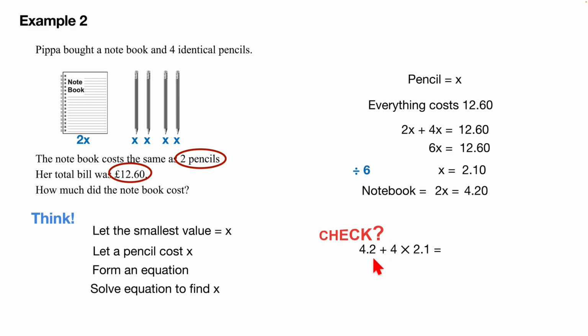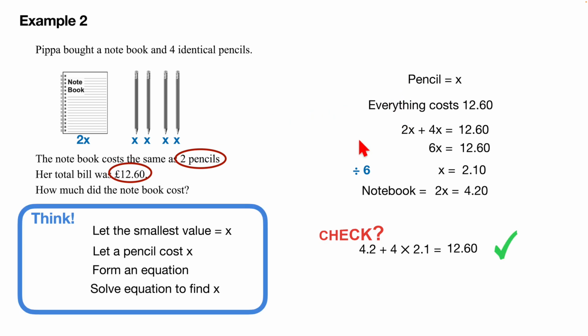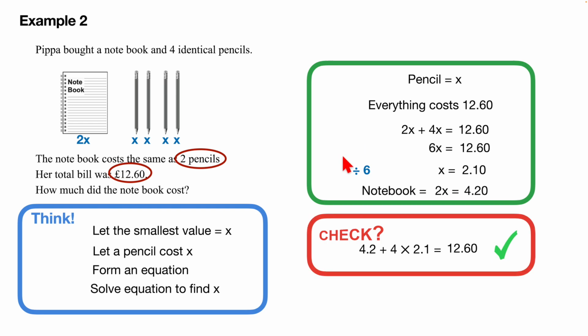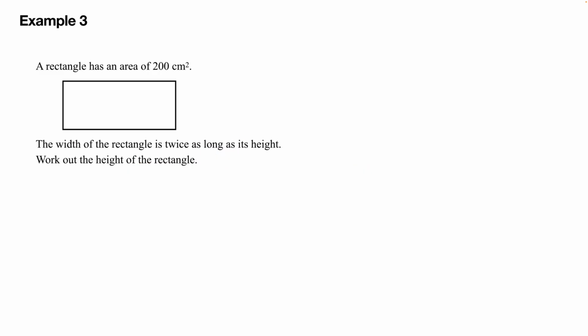Does that work out? £4.20 for the notebook and 4 pencils at £2.10 each. Use your calculator, that is equal to £12.60. What was the twist with this one is that the notebook costs 2 times a pencil. I've seen students just stare at this hoping the answer will come out, but it won't. You have to start off with a formula. Have a think, do the calculation, and don't forget to check it.